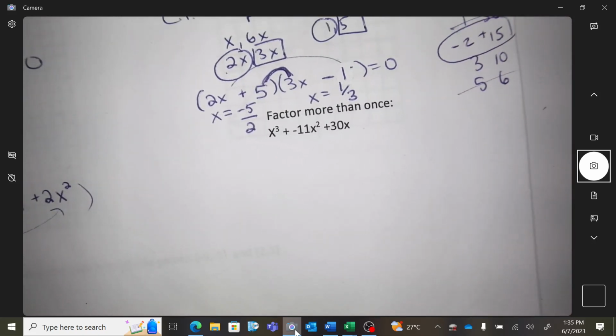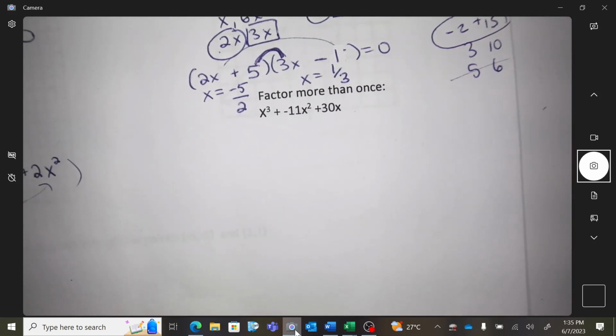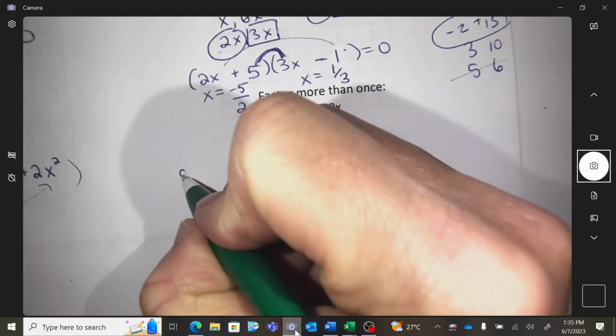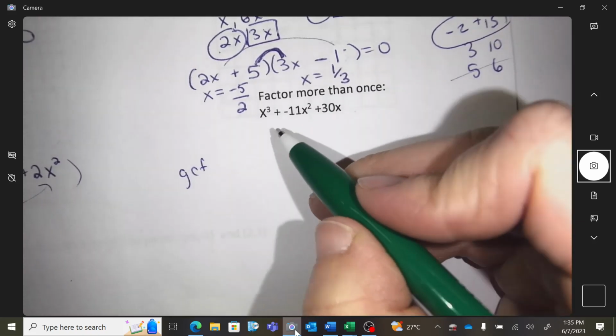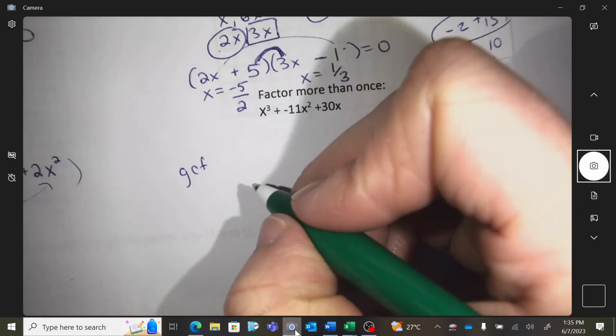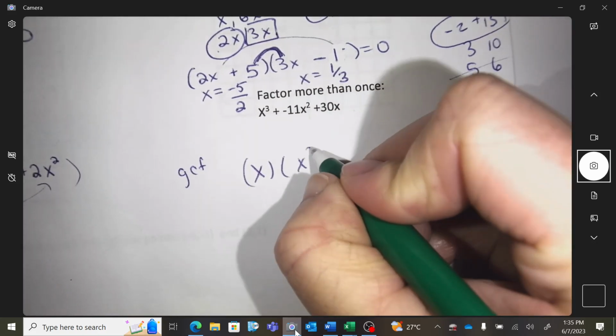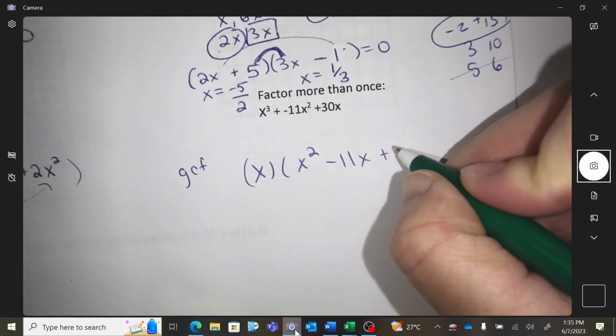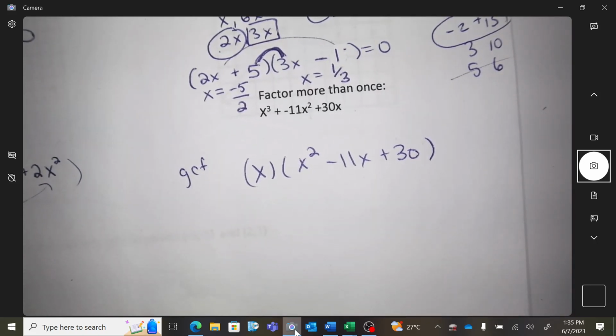Okay, this one, I say factor more than once. So first of all, what is the style you would pick? GCF. There's 3 terms. What would you like to take out of all 3? X. Okay.